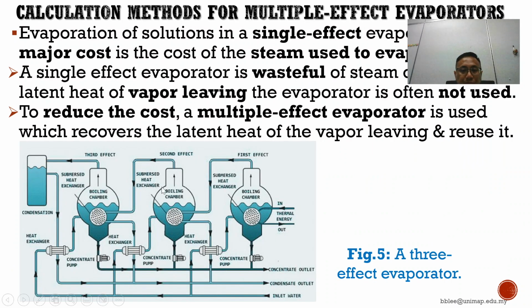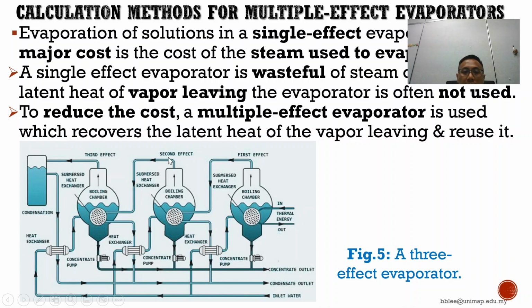So normally, this is a backward design. We have a heat exchanger in each of the evaporators. In our first effect, we use our steam here to heat the material in the first effect. The vapor coming out from the first effect will be used to heat up the second effect. The heating medium of the second effect is coming from the vapor of the first effect, and then this will be condensed and become condensate, and we collect this.